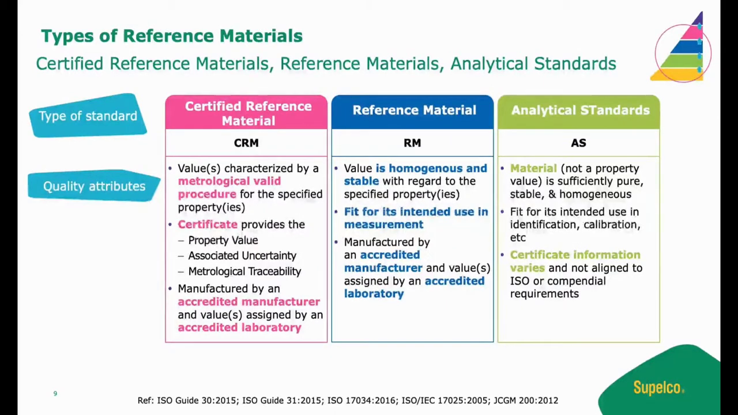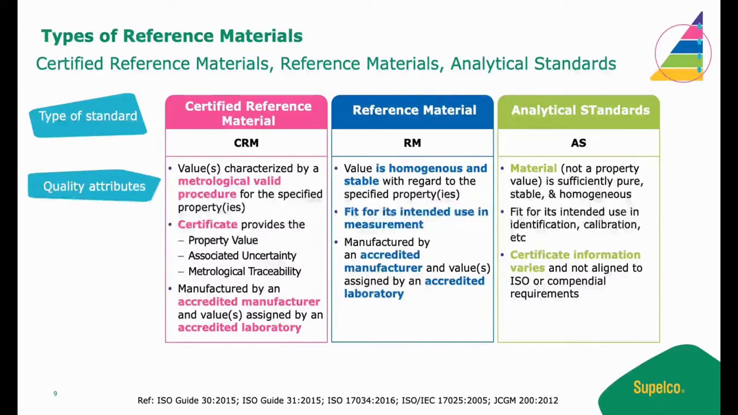Let's take a deeper look at the differences among a CRM, RM, and the analytical standards grade. There are 4 quality attributes required for the property value of a CRM: stability, homogeneity across the lot, uncertainty, and traceability to the SI unit of measurement and to an NMI primary measurement standard if available. The RM quality requirements include just the stability and homogeneity attributes for the property value, but no traceability or uncertainty is required. Per ISO Guide 31, all information and data on CRM or RM quality attributes for the property value must be included in the certificate of analysis.